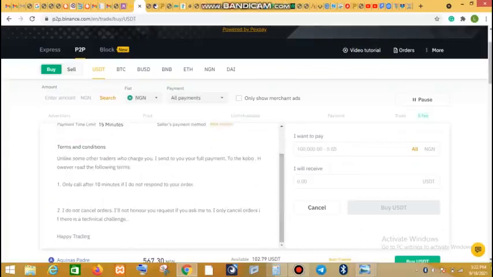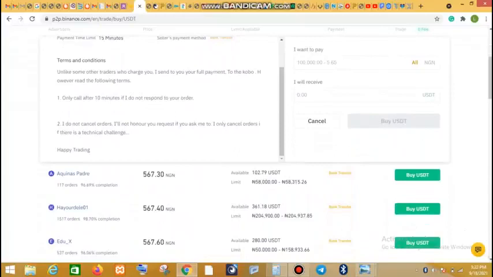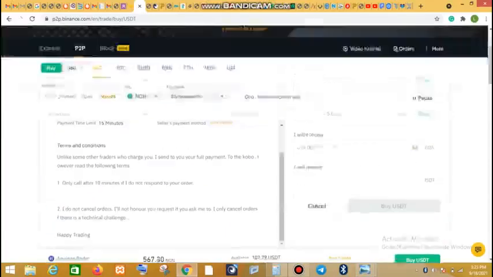So after you have made the payment, then you contact the person. This person will surely release it, because in P2P, Binance will make sure that the person's cryptocurrency, that is USDT, has been locked. So when you make your payment, the person's coin will be locked. He won't have access to the coin again until he verifies your payment. So when your payment has been verified by him, he will release the coin and you have your USDT. So that is how it goes.